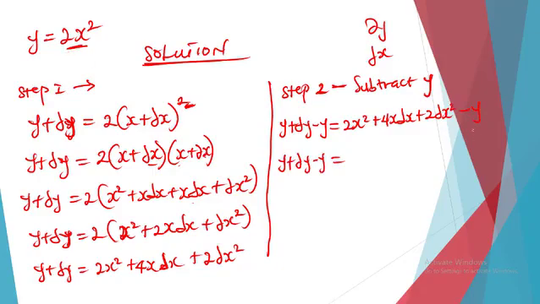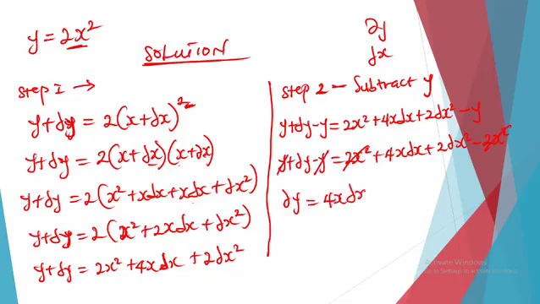2x squared, so we replace it here. We have 2x squared plus 4x dx plus 2 dx squared minus the value of y, which is 2x squared. Now this will cancel this and this will cancel this. We then have our dy to be equal to 4x dx plus 2 dx squared. Then we go to step 3.